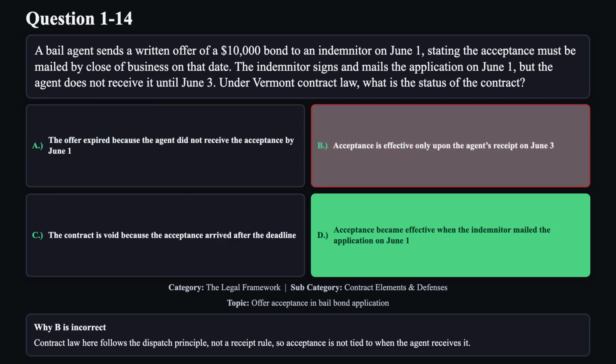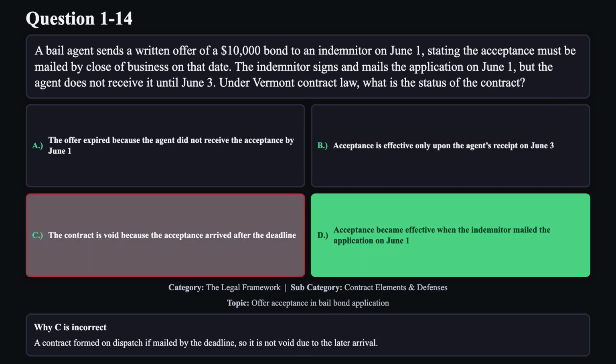Reason B is not correct. Contract law here follows the dispatch principle, not a receipt rule, so acceptance is not tied to when the agent receives it. Reason C is not correct. A contract formed on dispatch if mailed by the deadline, so it is not void due to the later arrival.